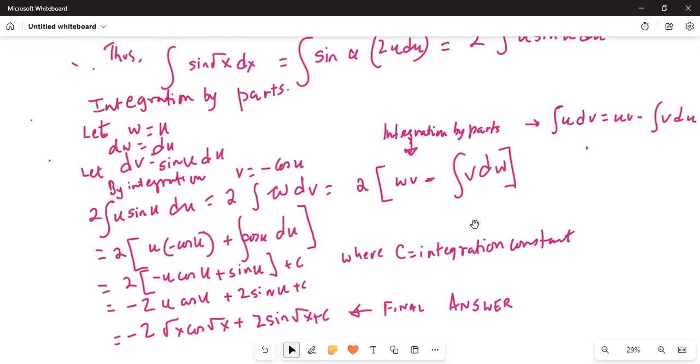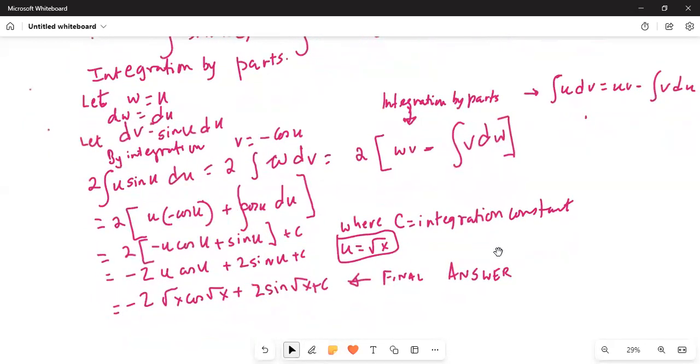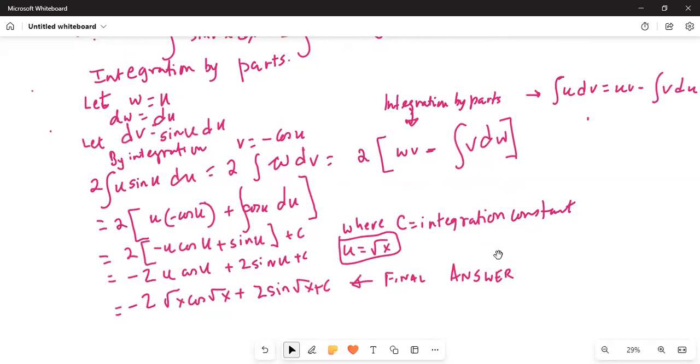Now u itself is equal to square root of x. So we substitute for u and get the final answer as minus 2 square root of x cosine square root of x plus 2 sine square root of x plus c. So first there is substitution, then there is integration by parts.